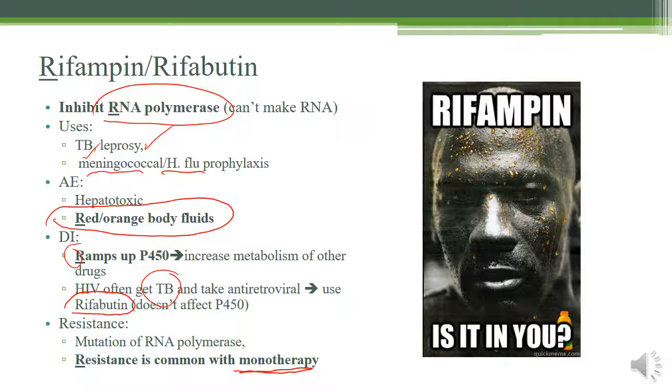We have to give them all together because TB is very prone to mutation. And if it develops a mutation resistance to rifampin through changing its RNA polymerase, it makes it more likely to mutate for all the other ones.